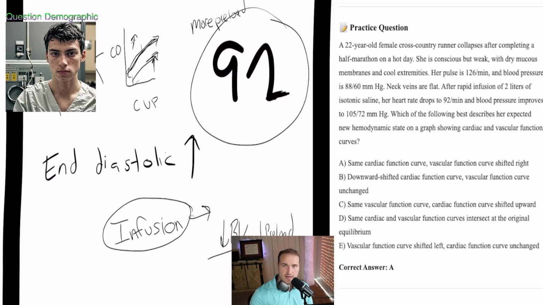So basically the high yield takeaway here is that fluids cause a rightward shift of the vascular function curve. Inotropes cause an upward shift of the cardiac function curve. Venodilators cause a leftward shift of the vascular curve, and hemorrhages cause a leftward shift as well on the vascular curve. All right, so that's the high yield takeaway for this graph.